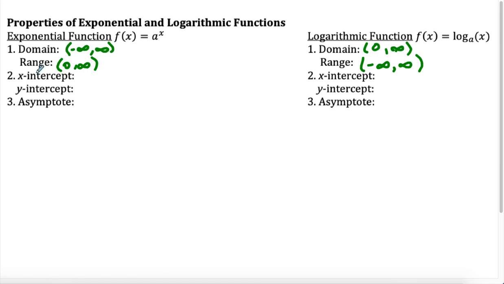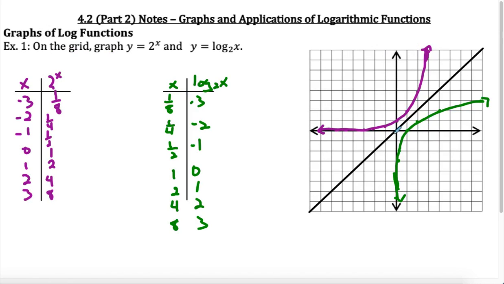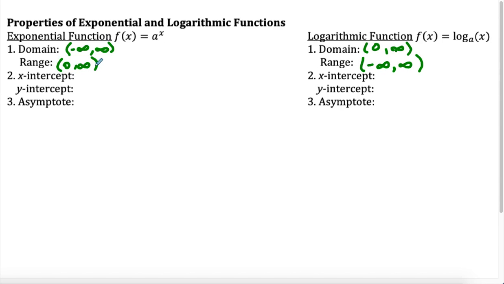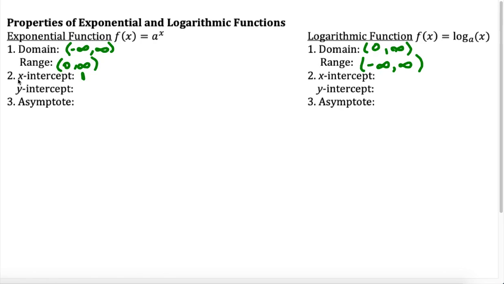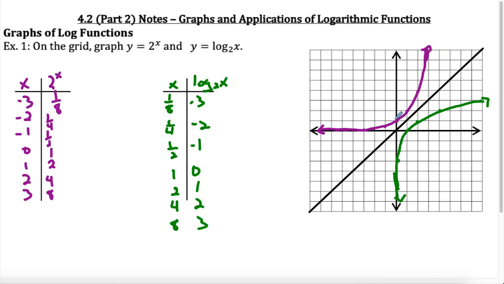Now, for an exponential, the x-intercept, and again, this is before we do any shifts, the x-intercept is the point 0, 1. Oops, I did that backwards, didn't I? Apologize for that. The y-intercept is 1. The x-intercept, if I look at my graph, there is no x-intercept, right? Because the exponential function does not cross the x-axis.